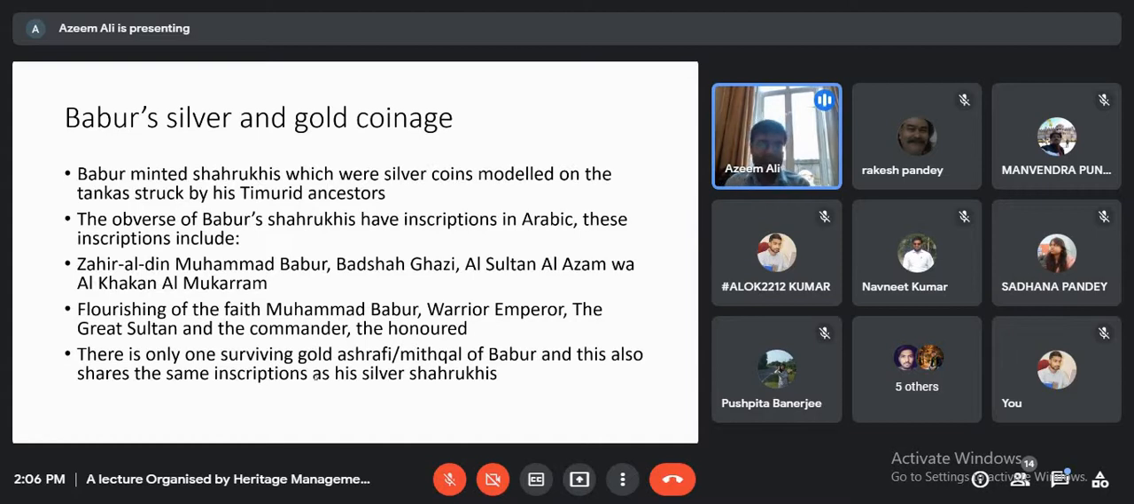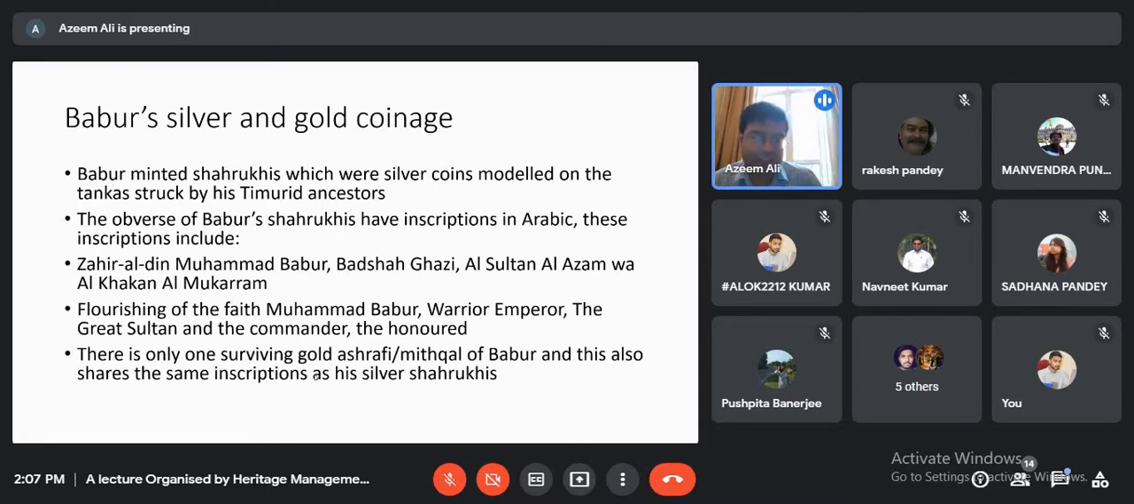Now we're going to look at Babur's coinage. So Babur minted silver sharukis, such as these. And these were modeled on the tankas that had been struck by his Timurid ancestors. And the obverse of Babur's sharukis have inscriptions in Arabic.